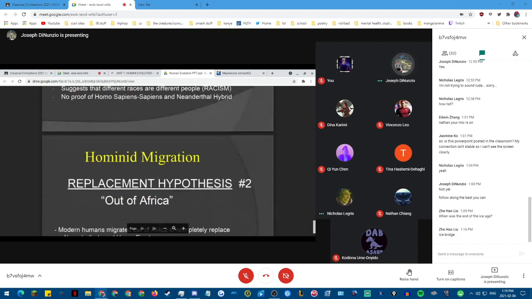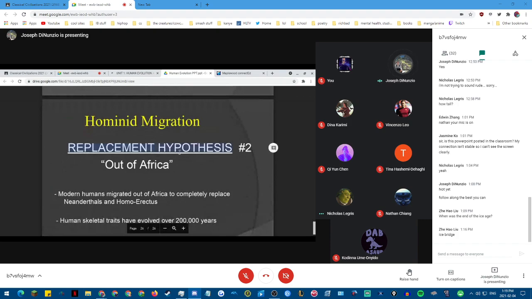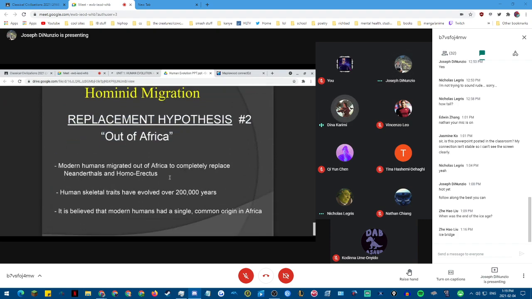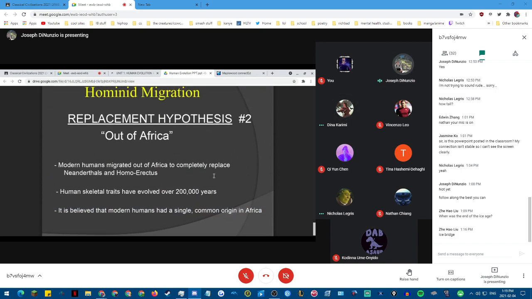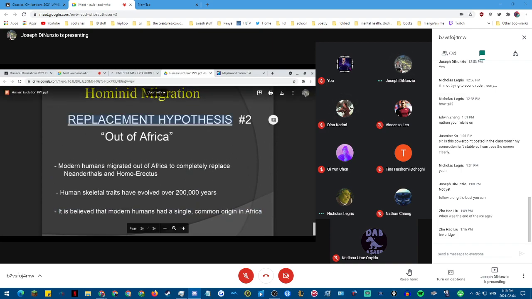Then we have replacement hypothesis number 2, Dina, out of Africa. Modern humans migrated out of Africa to completely replace Neanderthal and Homo erectus. Human skeletal traits have evolved over 200,000 years. It is believed that modern humans had a single common origin in Africa. Good. So this is called replacement hypothesis number 2. Humans out of Africa.